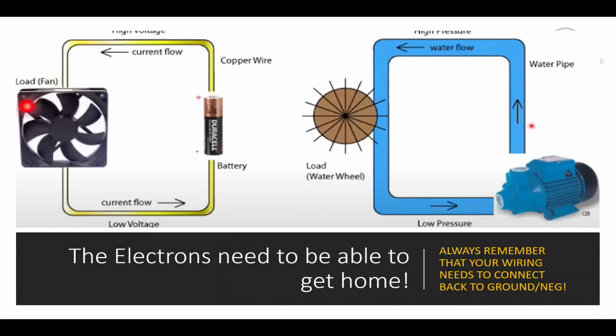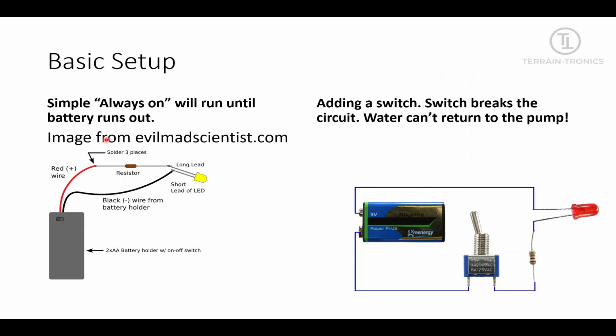The electrons need to be able to get home. So you always need to have a complete circuit where electricity flows from the positive through the load back into the negative. With something like a switch, we stop this connection. We could put a switch here at the top and break this connection and electricity can't flow. And when you close the switch, then it keeps on going. But you can also put a switch on the low side as well. As long as you're breaking the connection, you'll stop the battery from draining through the load. Your basic setup here.